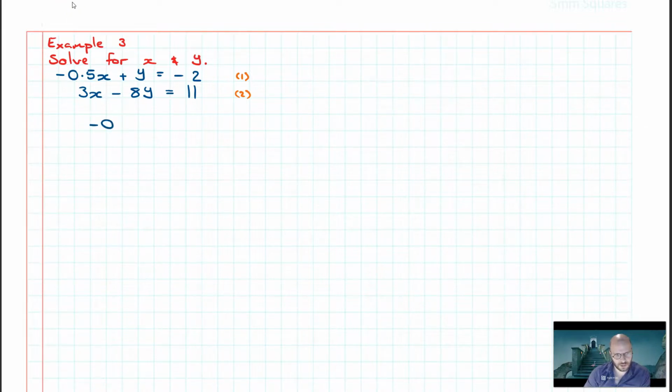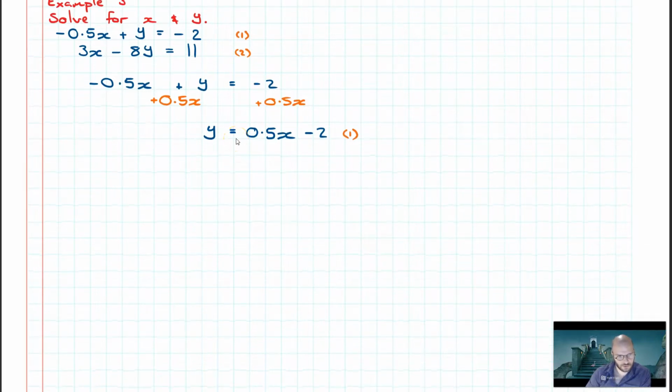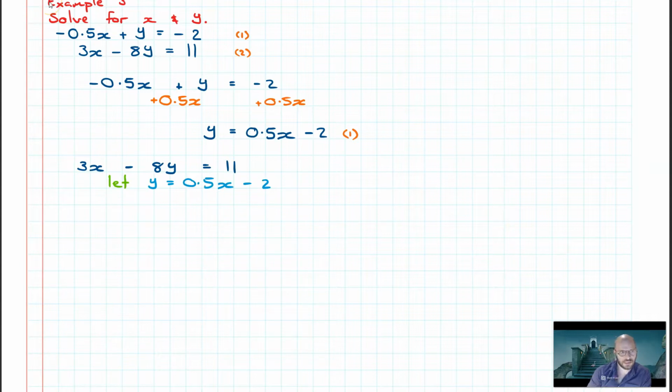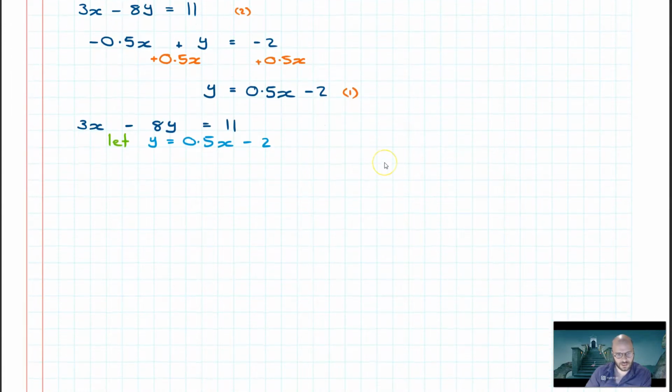Next, I'm going to start off with my equation 1 here, and I'm going to rearrange it into slope-intercept form. This will yield the result of y equals 0.5x take 2, and this is now my new equation 1. Next step is I need to substitute equation 1 inside of equation 2. Writing this out, I'm always going to state when I'm subbing a value into another value. This is so it's clear to the reader so they know what's going on.